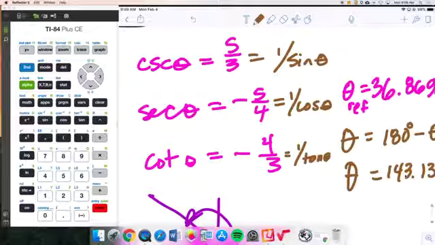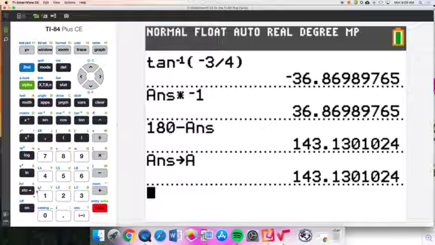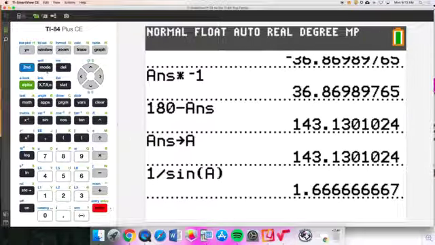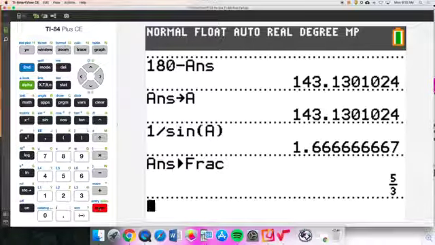So let's verify. I stored my angle theta as 143. So let's type in 1 divided by sine of A. We should get 5/3. It's the same angle. You don't flip the angle. It's 1 over sine of the same angle. Math, enter, enter. Do we get 5/3? Yes. Good.